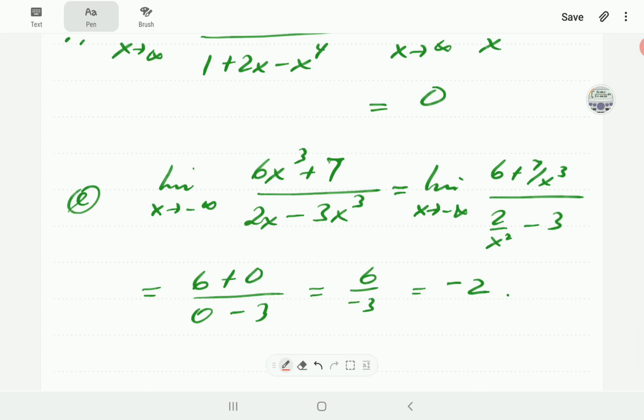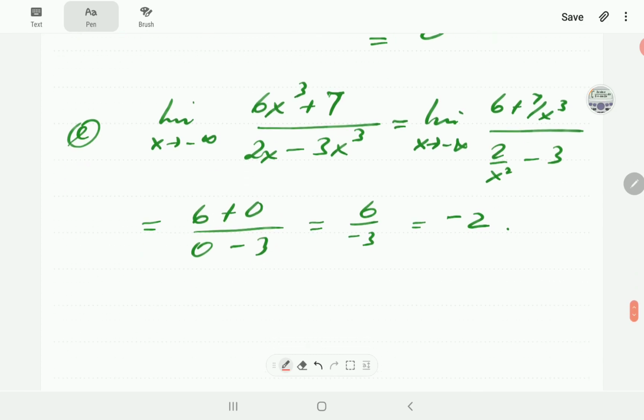In L, highest power of the denominator is x cubed, so if we divide everything by x cubed, that's what we get, and then all the reciprocal powers go to 0, which is 2 of them here, so we're going to have 6 over negative 3, so that's going to go to negative 2.